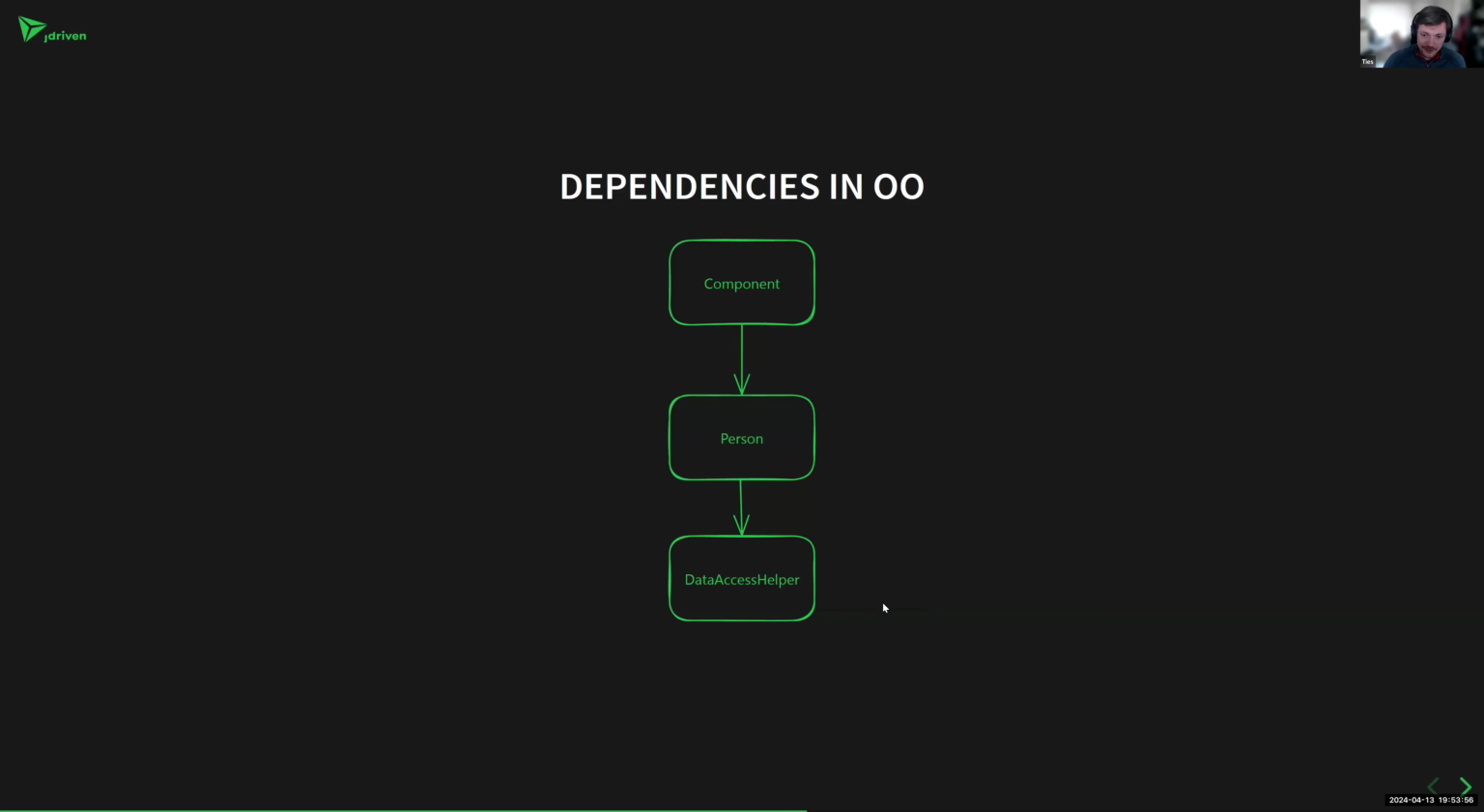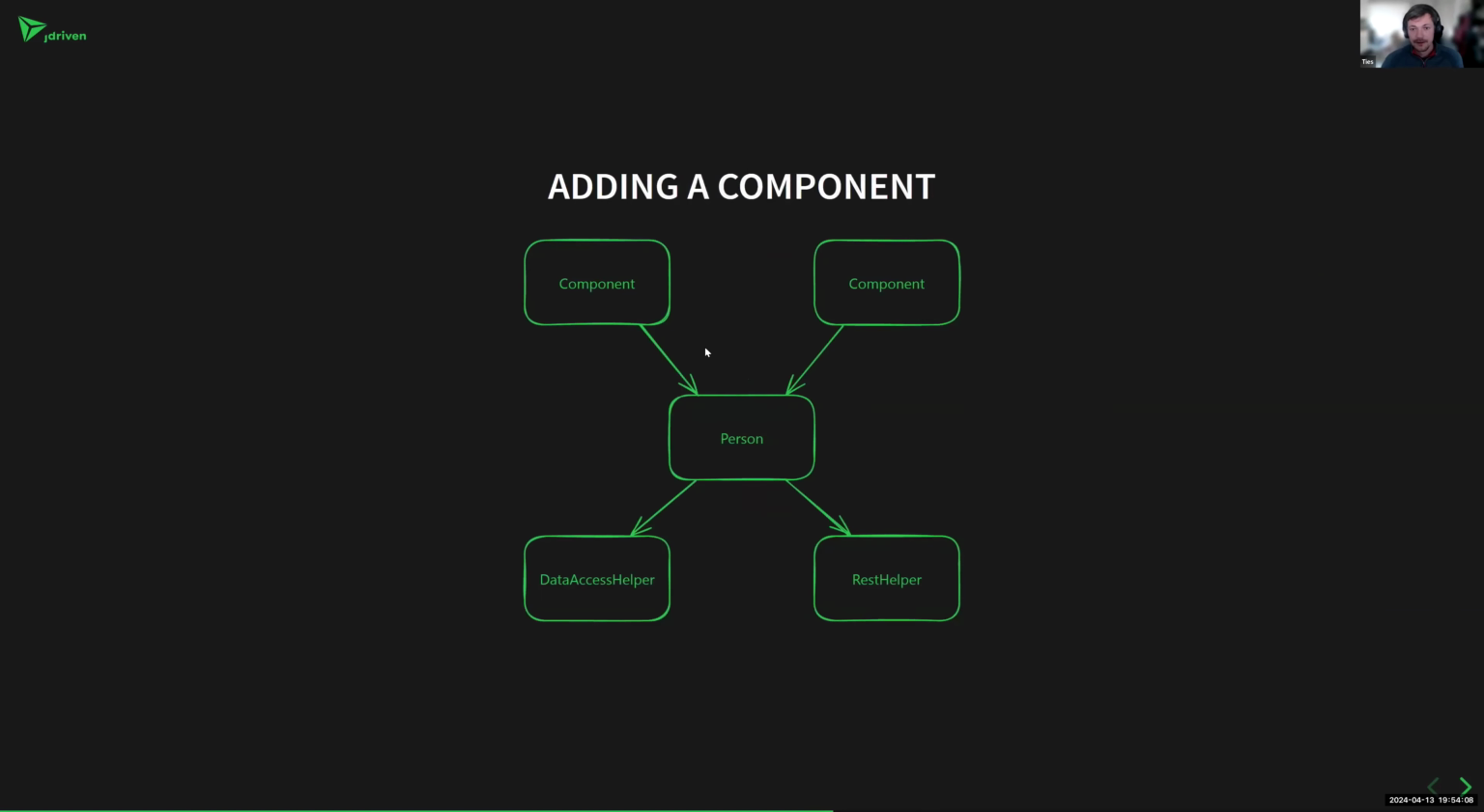And if it's just this, then it's probably fine. But what if we need to add a second component, which needs to do something with a person that involves a REST controller? Then our object graph would look something like this. The first component needs the person to do something with the data access helper. The second component needs the person to do something with the REST helper. But now, transitively, both components are dependent on both the data access helper and the REST helper. So we started creating a bit more of a net here.